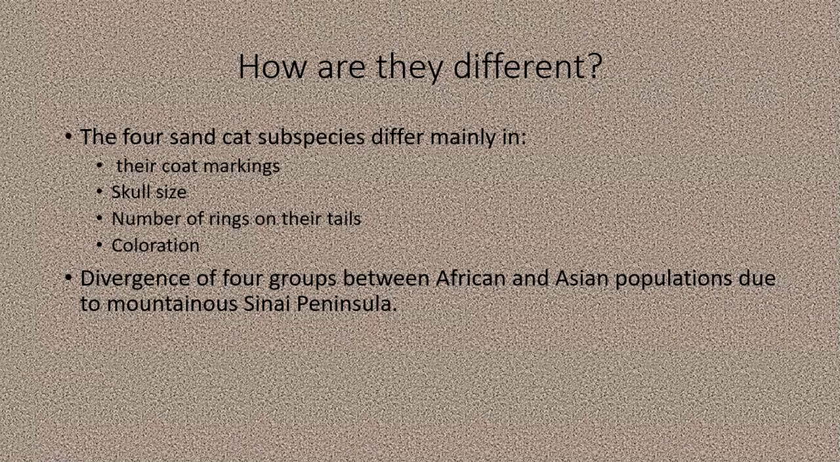And so how are these four different groups different? They differ mainly in their coat markings, the skull size and shape, the number of rings on their tails, and also their coloration. Some subspecies are lighter and some are darker compared to the others. And as you can see, they're separated by large geographical areas, mainly the African and the 2 or 3 Asian populations, due to the mountainous Sinai Peninsula. So that's the real reason that these populations are separated from one another. There's no gene flow between the two groups, and so that's why they're beginning to diverge from one another.